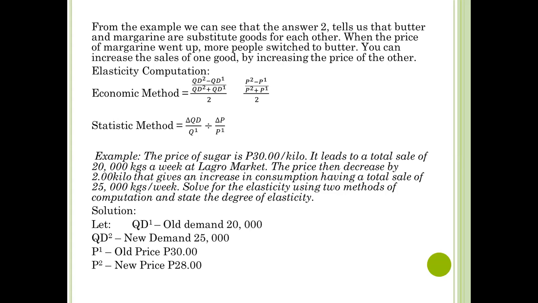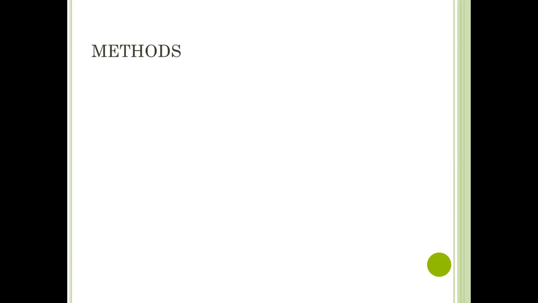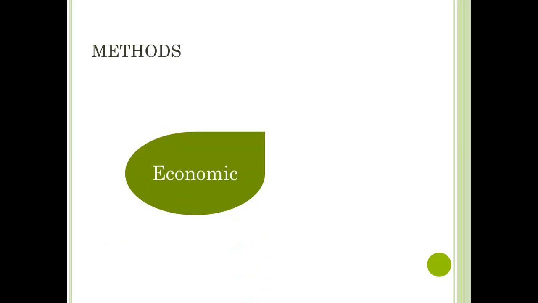So another example that we have is the price of sugar is equal to 30 pesos per kilo. It leads to a total sale of 20,000 kilograms a week at Lagro Market. The price then decreased by 2 pesos per kilo. That gives an increase in consumption, having a total sale of 25 kilos per week. So let's try to solve the elasticity.